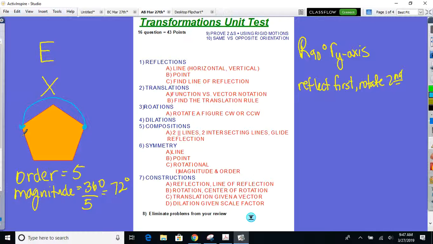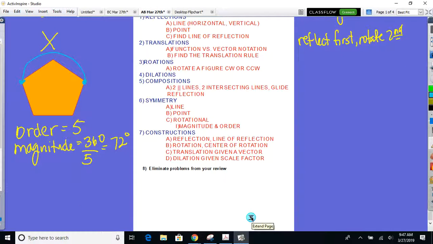Can you reflect a figure over a line? And then what if I give you 2 figures that have been reflected? Can you find the line using your compass and straight edge that I reflected over? Rotation: the only thing you have to worry about is how to find the center of rotation. Translation given a vector. Dilation given the scale factor. 3 of them on there. And I'm going to give back your quizzes after I'm done talking.